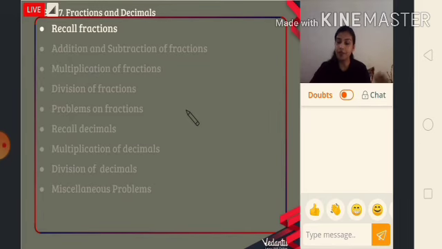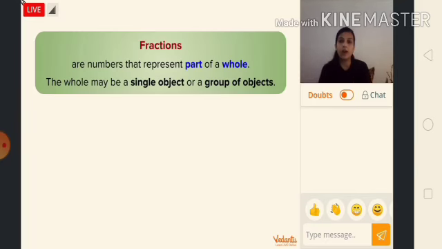Okay students, let's now quickly summarize the meaning of fractions. Fractions are numbers that represent a part of the whole, some portion out of the whole, like one piece of cake out of 6 pieces, or one portion of the glass out of four portions filled with juice: 1/4 of the glass is filled with juice and 3/4 is empty. Such cases where we represent a part of the whole are called fractions. And the whole part, that means the denominator, can be either a single object or a group of objects. That means it can be in multiple pieces or consist of a single block of item.